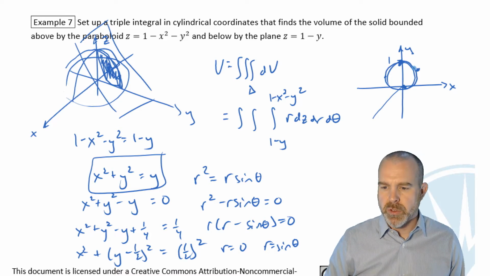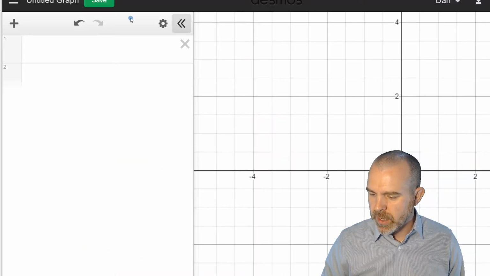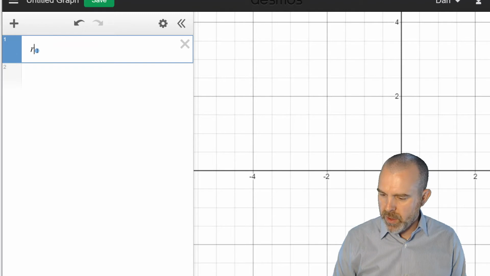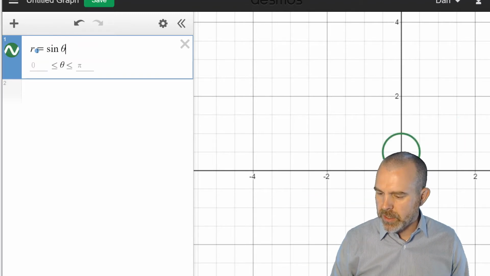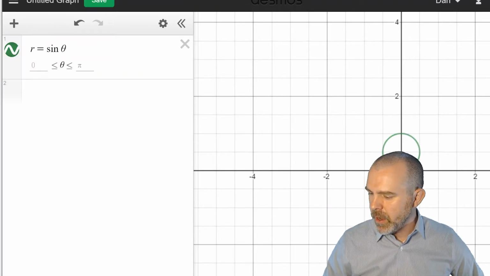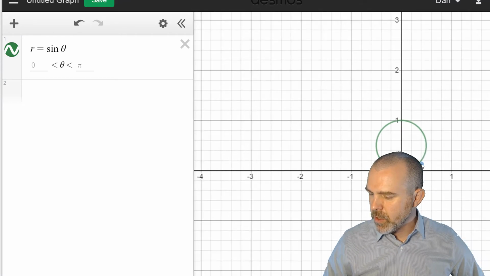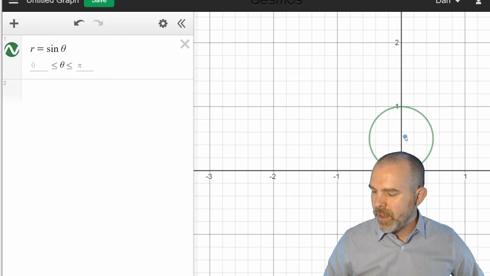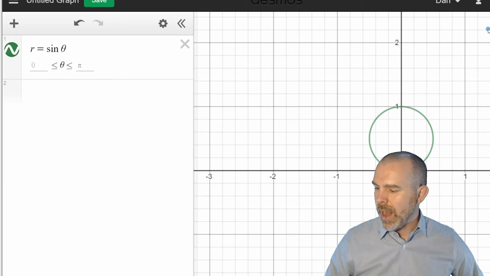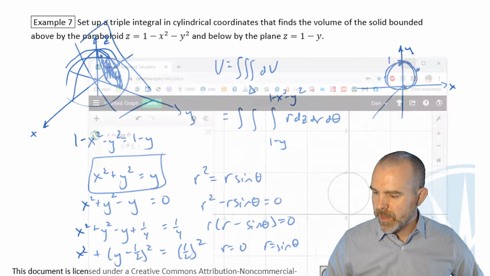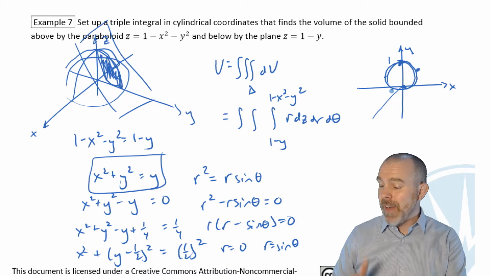But I do have a Desmos graph up here. Let's try this one. Desmos is really easy for graphing polar coordinates. You can type r equals sine theta, and look, there you go. There's your circle, radius 1/2, centered up here at 0, 1/2. Okay, so why is that valuable?